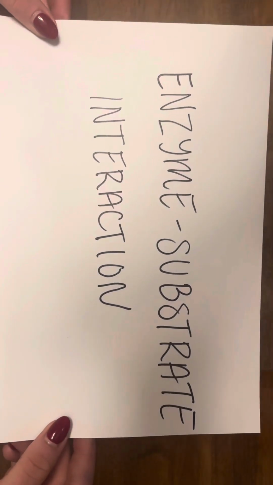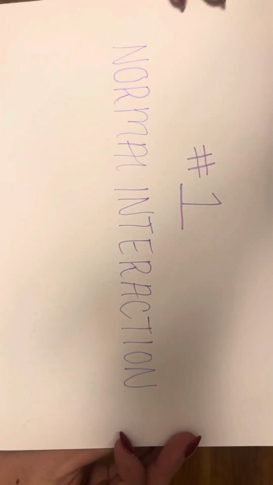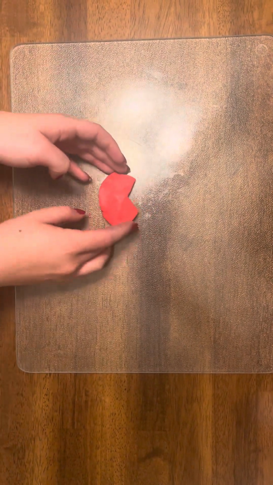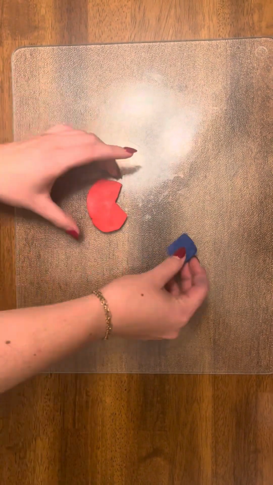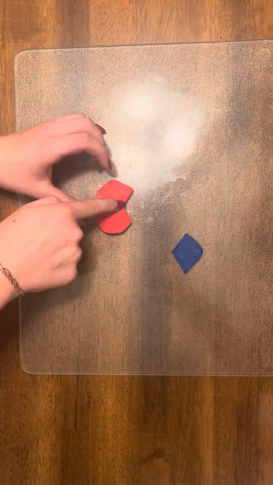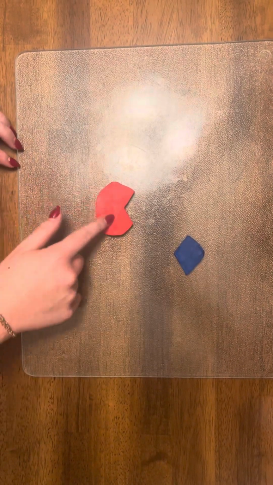This is enzyme substrate interaction. First one is normal interaction. So here we have the enzyme that will bond with a substrate. This is the active site, this is the substrate, and this is the full enzyme.